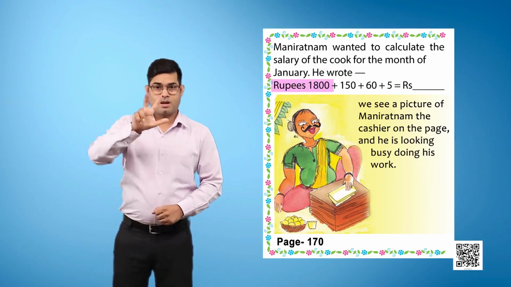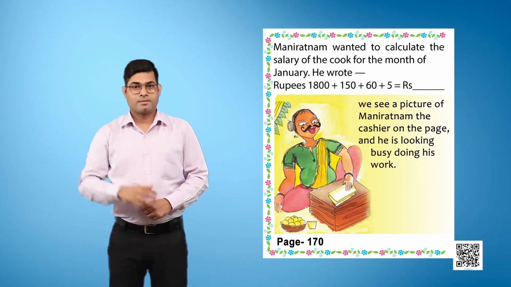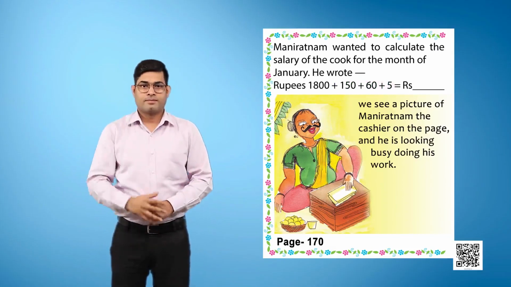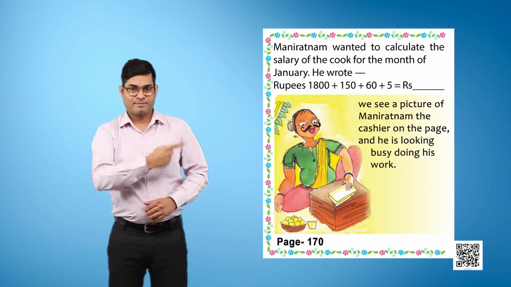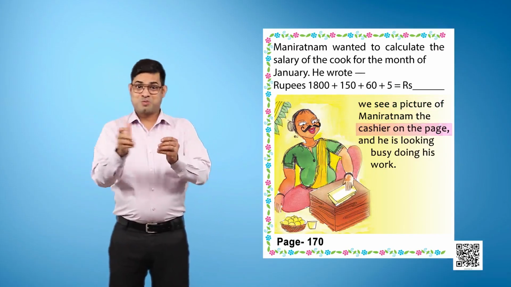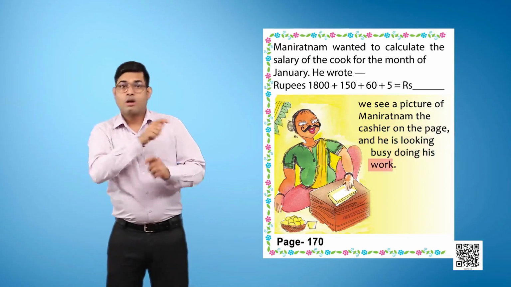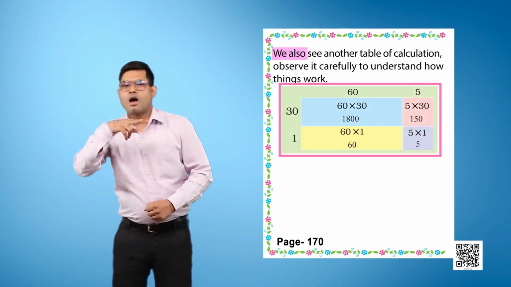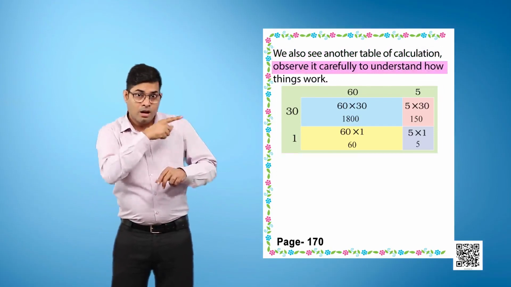Rs 1800 plus 150 plus 60 plus 5 is equal to rupees dash. We see a picture of Mani Ratnam, the cashier, on the page, and he is looking busy doing his work. We also see another table of calculations. Observe it carefully to understand how things work.